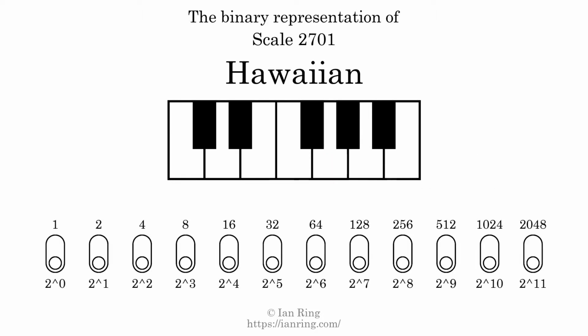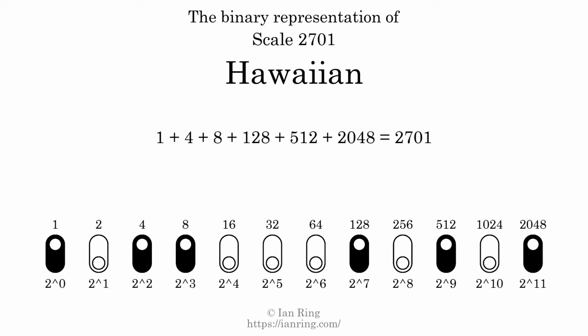The binary representation of this scale is determined by mapping tones of the scale to binary digits. Each binary digit represents a power of 2. To get the scale number, we add the powers of 2 together. The powers of 2 that are present in the scale, all added together, equals 2701. That is why the scale number, in decimal, is 2701.